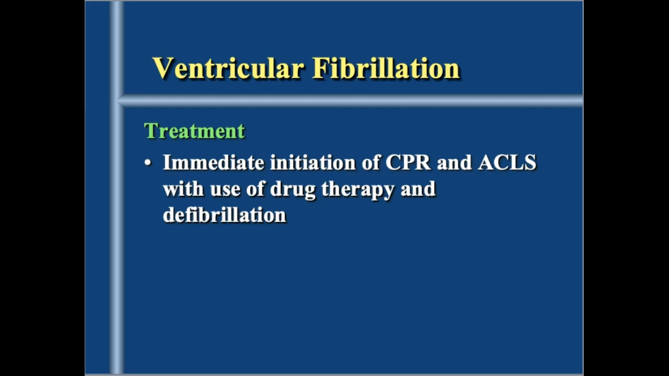Once VFib deteriorates into asystole, you have much higher mortality rates. So the faster you can get these people defibrillated and hopefully get a regular organized cardiac rhythm back, the higher chance they have of living. So if you're in the room, you're going to start CPR and scream as loud as you can for somebody to grab that defibrillator. If you have the defibrillator, you're going to use it right away.